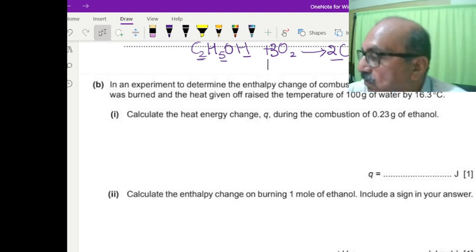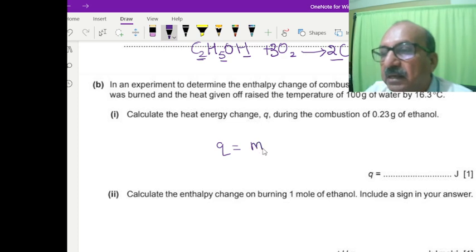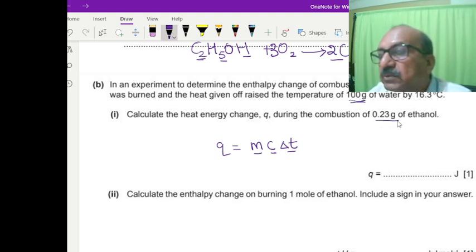Now here you know that the formula that we use is that Q is equal to m c delta T, where m is the mass, c is the specific heat capacity and delta T is the change in the temperature. Now what should we take as the mass? And that is where most of the students go wrong. They think that the mass that they have to take is this 100 gram of water and also the 0.23 gram of ethanol, which is incorrect.